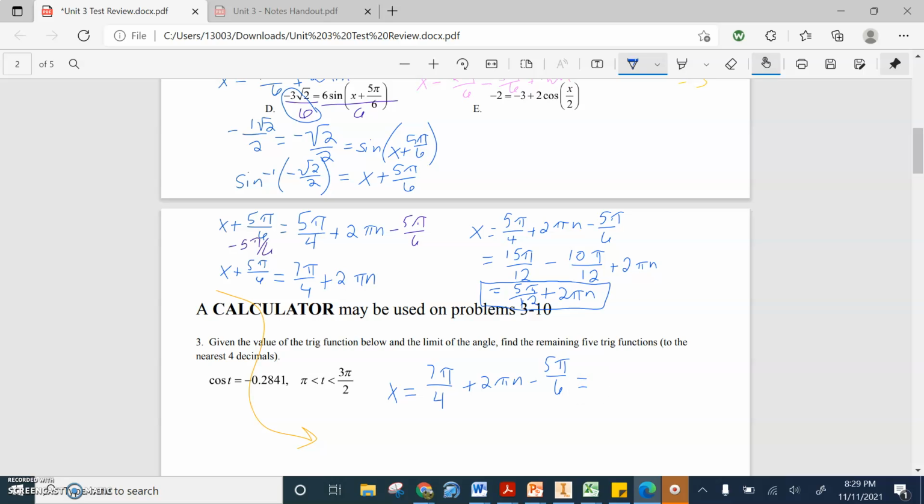which equals, in terms of twelfths, 21 pi over 12 minus, again, 10 pi over 12 plus 2 pi n. So x equals, let's see, 21 minus 10, that's 11 pi over 12 plus 2 pi n. So there you go. Two answers: 5 pi over 12 plus 2 pi n, or 11 pi over 12 plus 2 pi n.